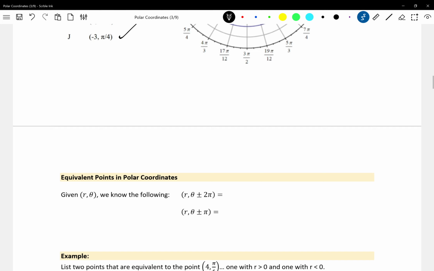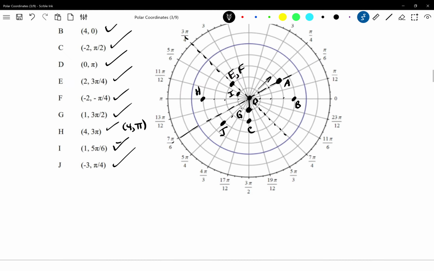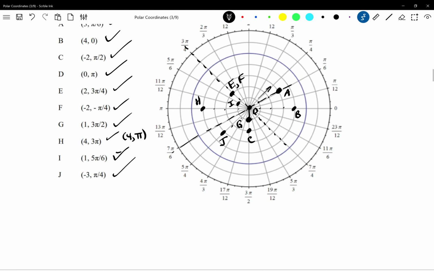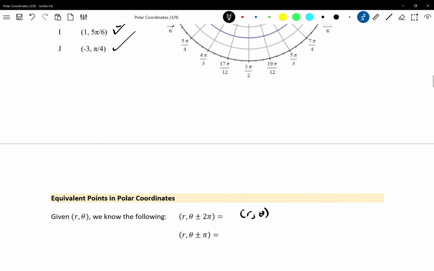Okay? So there's some things to realize about this. If we're given r, theta, here's some things that we know. If I add or subtract 2 pi to the angle, it's the same as if I stayed at the same point. Let's think about that with any of the points that we plotted. I'm going to pick point A. If I would have kept the same r value but went around an additional revolution, I'd be at the same point. So if I add or subtract any multiple of 2 pi, I'm still at the same point. That means there are many different representations of the same point in polar coordinates.